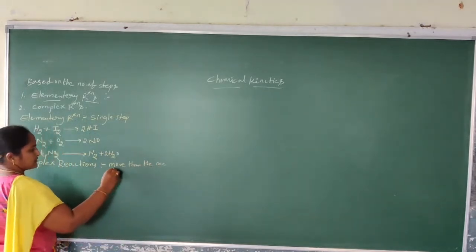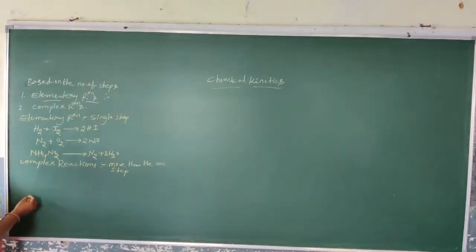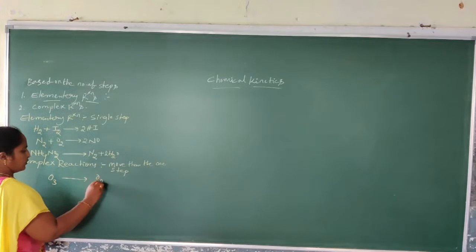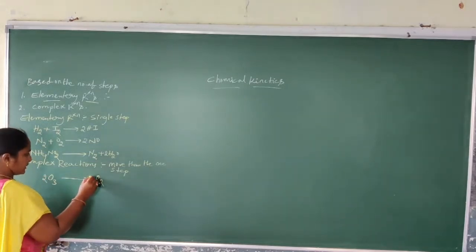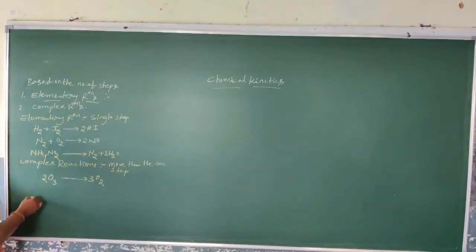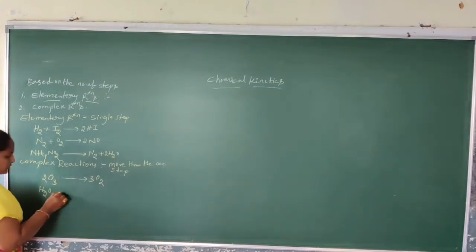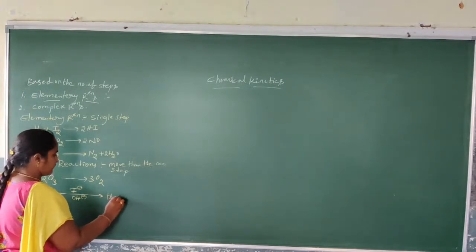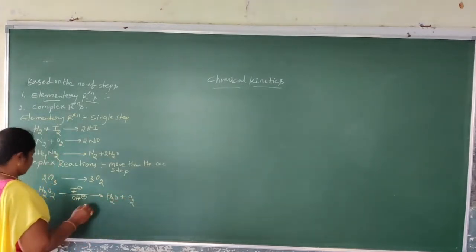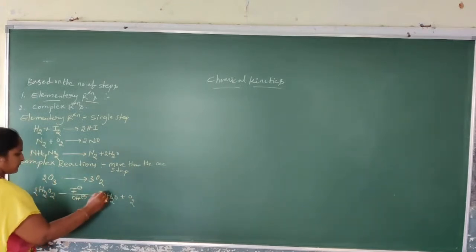Example: conversion of ozone to oxygen molecule. Decomposition of ozone molecule to oxygen: 2 moles of ozone on decomposition give 3 moles of oxygen. And decomposition of hydrogen peroxide in the presence of iodine and basic medium is also an example of a complex reaction. Two moles for balancing the equation.